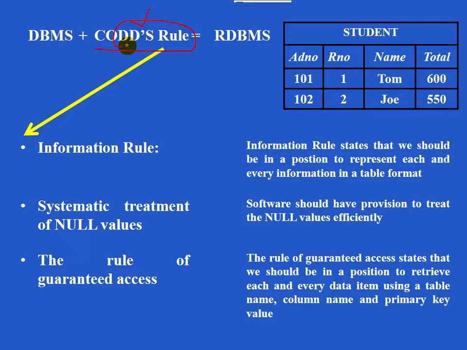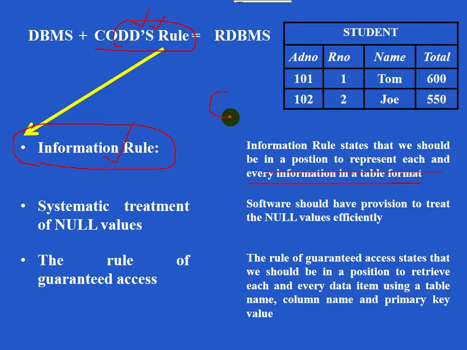Just for the sake of information, let me mention the first three properties of Codd's rule. The first property of Codd's rule, information rule. Information rule states that we should be in a position to represent each and every information in a table format. If that is possible, we can say that property 1 of Codd's rule is satisfied. In fact, we can represent any information in a table format.